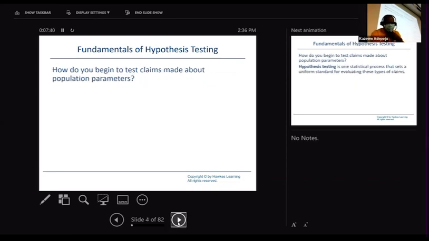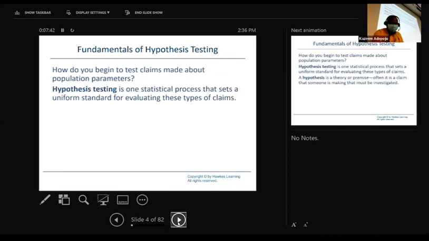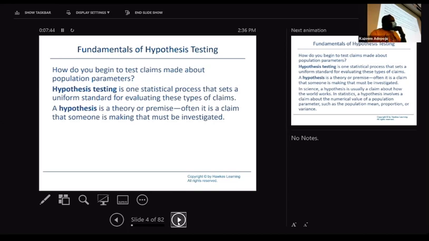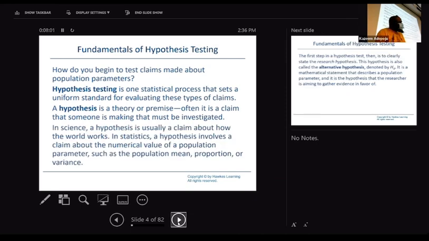Now, let me tell you this. In hypothesis testing, officially, I'm going to say hypothesis testing is one statistical process that sets a uniform standard for evaluating a type of claim. Like I said, not only in statistics, in science in general, we investigate.